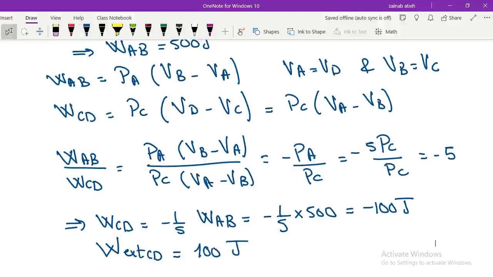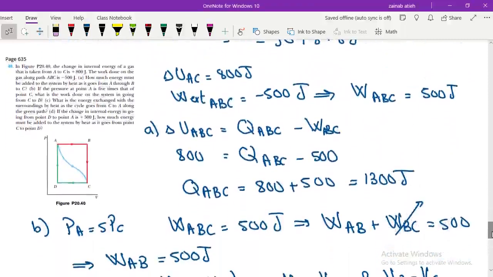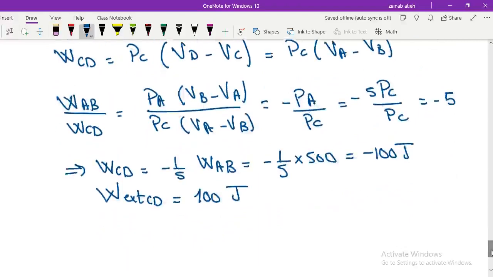Now part C says, what is the energy exchanged with the surrounding by heat as the cycle goes from C to A along the green path? So as you can see, we're going along the green path, and we are going to find the energy exchange with the surrounding by heat. So we are going to find the Q CDA along this path. So part C, he's asking to find Q CDA.